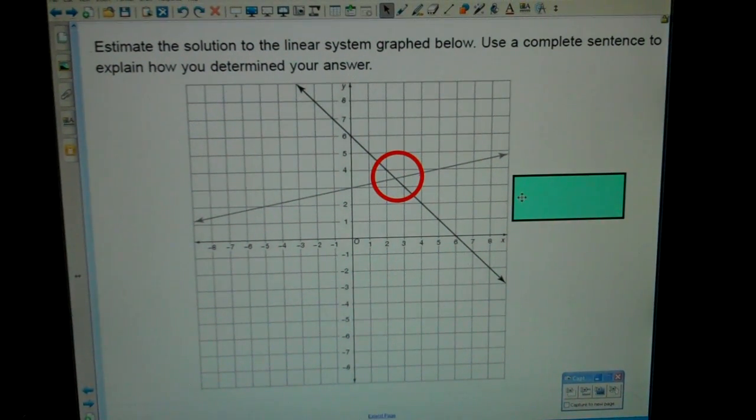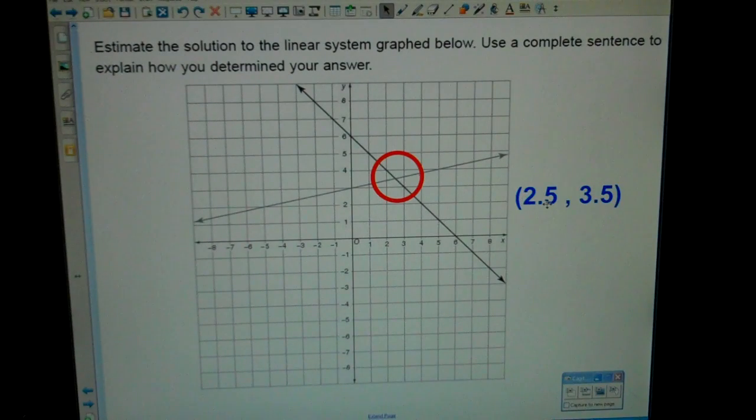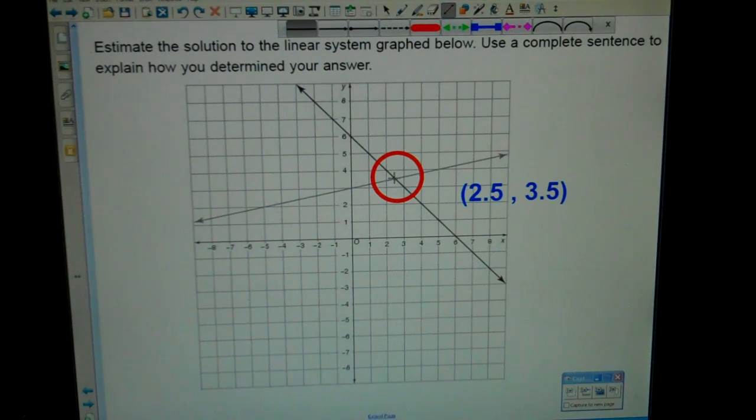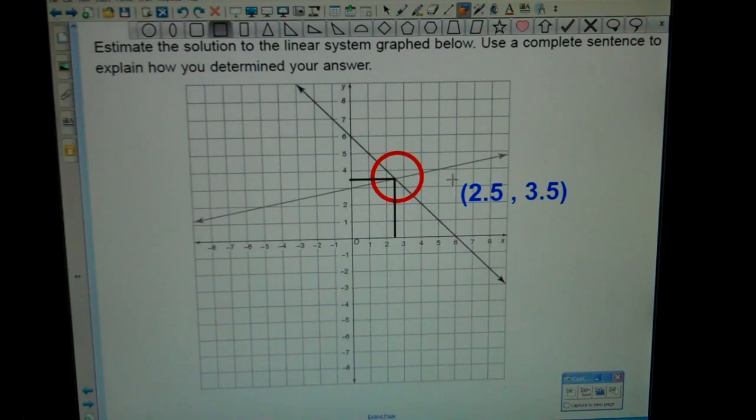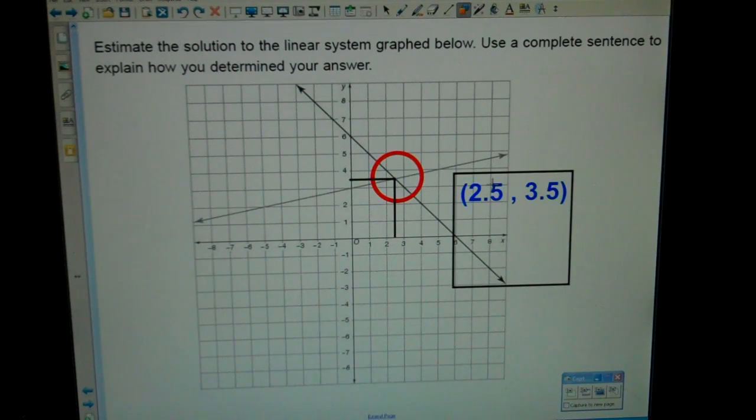Alright, I hope you have it. X comma Y. My estimation was 2.5 comma 3.5. Let me get a little line here. I'm going to come straight down, and that looks to me like it's about 2.5. So my X value is 2.5. And then I come straight over, well this is 3, and it's between 3 and 4, so I'm thinking it's 3.5. So this is the solution to this system of equations, okay? This would make that statement true. If I plugged in X and plugged in Y, I would get the same going down.